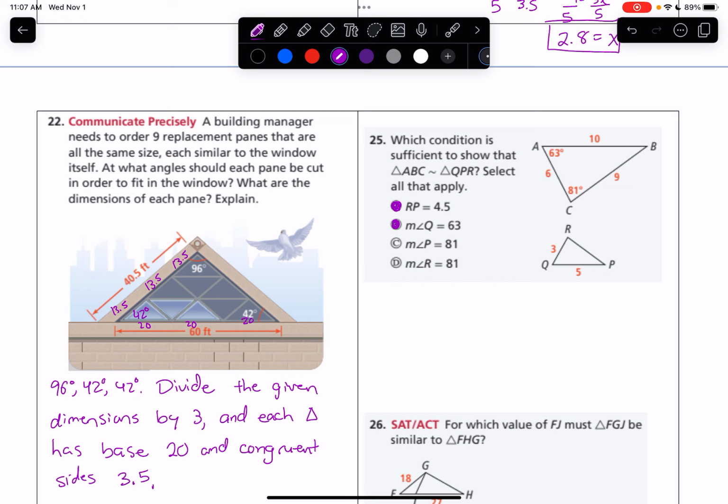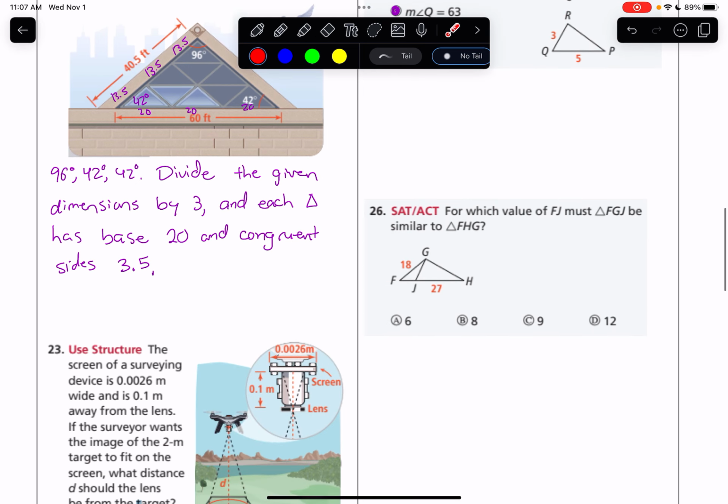And then if we knew that the measure of angle P was 81, we would only know one angle, and it doesn't have included sides that we know. So that's not going to work. Same thing with R. We would only know one angle in this triangle, and we wouldn't know both of the included sides. So A and B are the only answers there.